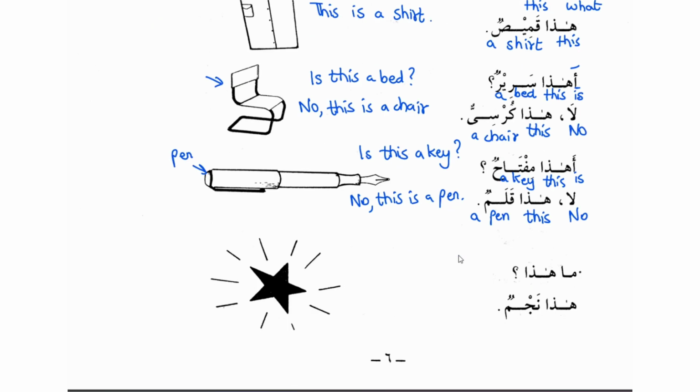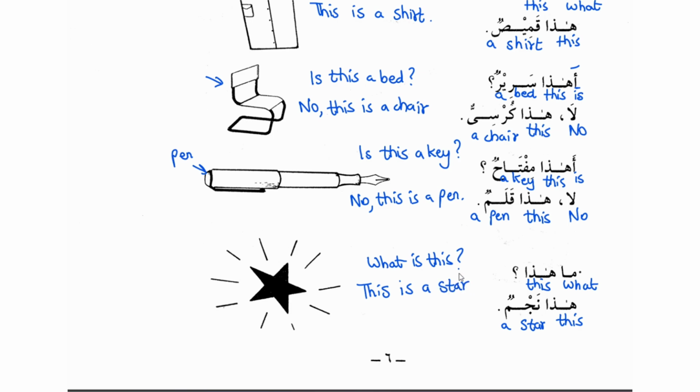Next question is mahadha. Ma means what, and haza means this. So the translation would be, what is this? Question mark. Haza najmun. Haza means this. Najmun means a star. As you could see in the image here. So this will be translated as, this is a star.